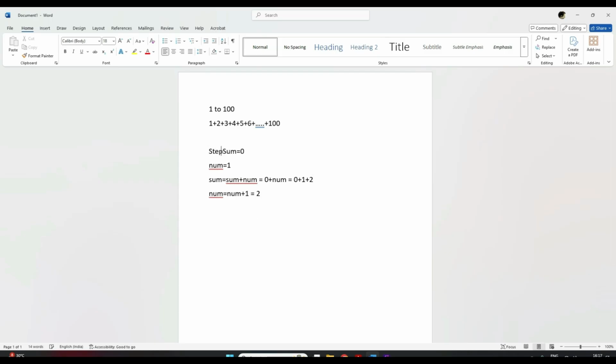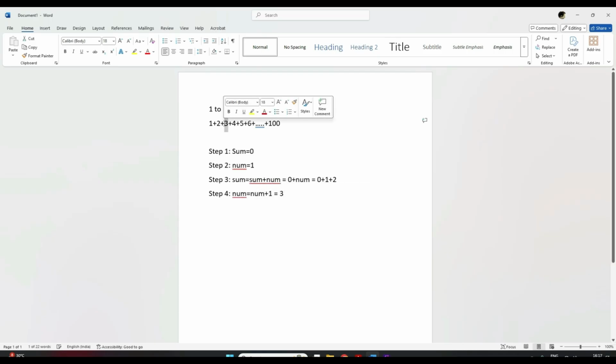Step number, you can say step 1. Okay. This is your step 2. This is your step 3. And this is your step 4. Now in step 4 again, I am doing num is equal to num plus 1. Now num was my 2. So 2 plus 1, it will become 3 now, which is the third number in my series, right?